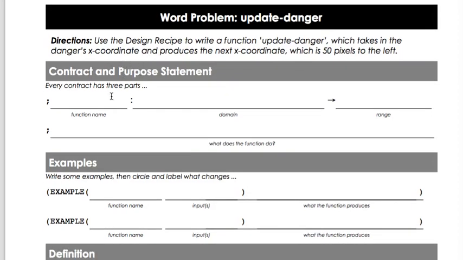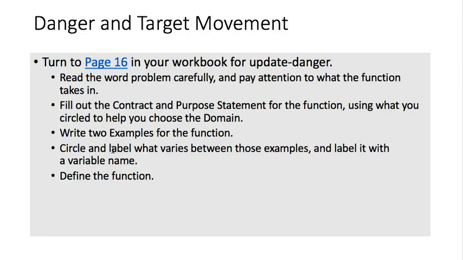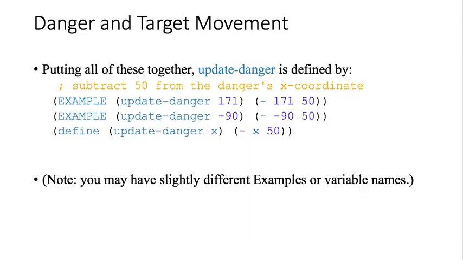Go ahead and pause now and follow through the design recipe, filling in page 16 for the function update-danger. You can get me if you run into problems, but go ahead and fill this out in your book before you go on with the rest of the video. Okay. If you're back, that means you have your version filled out. Now I'm going to do that myself. Hopefully you got an update-danger that looks like this: subtract 50 from the danger's X coordinate, with some examples which are going to be different than theirs, and then what the function definition looks like. So I'm going to do that too.